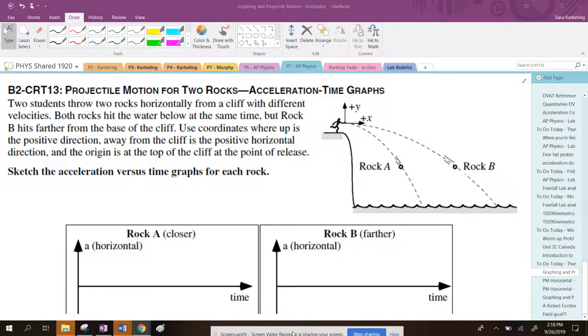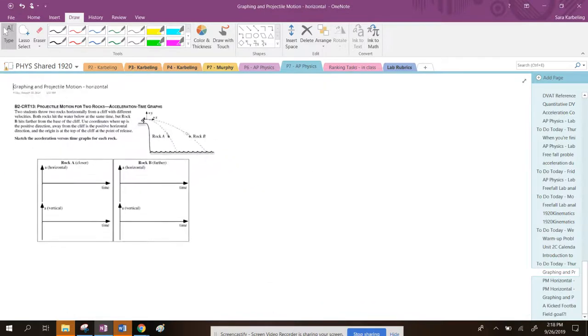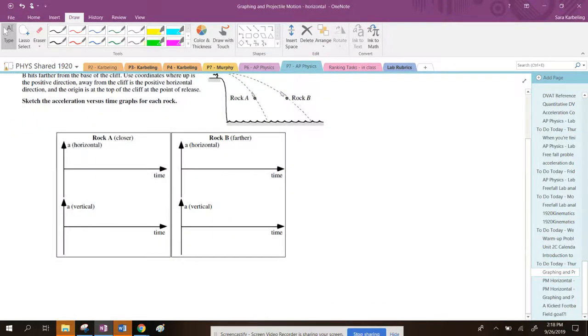Now, the task for you is, I'm going to zoom it out so you can see what it looks like. Looks like this. So you're going to draw four graphs: acceleration versus time horizontally, acceleration versus time vertically. This is all for rock A. And then acceleration horizontal versus time and acceleration vertical versus time for rock B. Okay? So I want you to get started on this. Have a quick conversation so that we're ready to go.